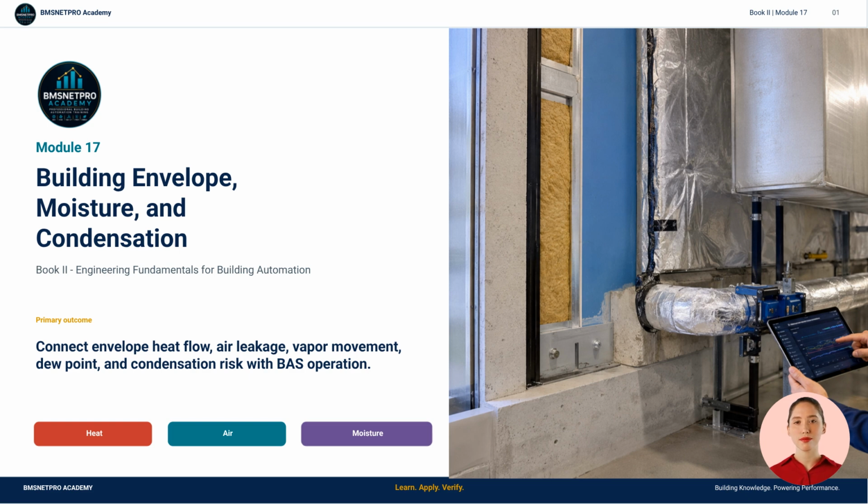The goal is not to make every BAS technician an envelope engineer. The goal is to recognize when a comfort, moisture, or condensation complaint is not just a set point problem.